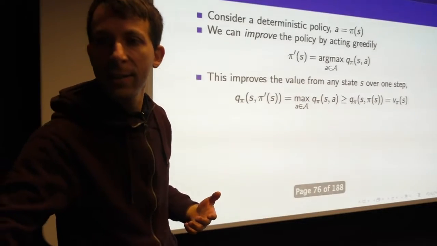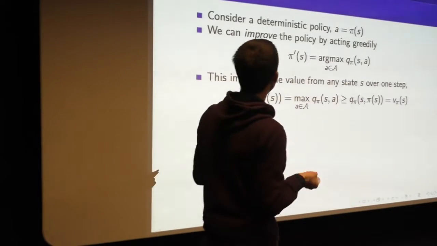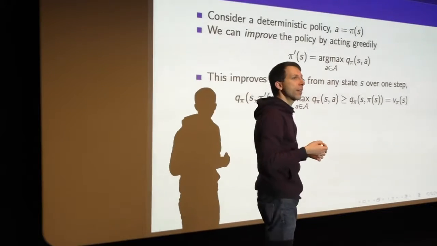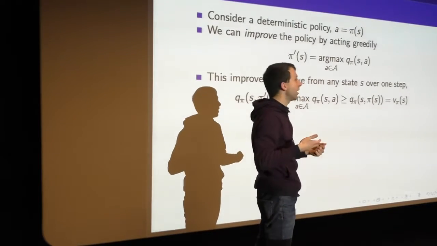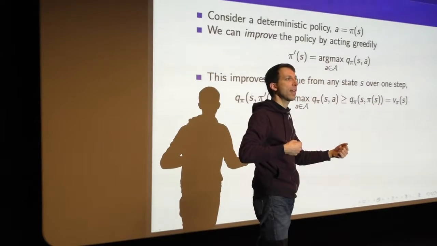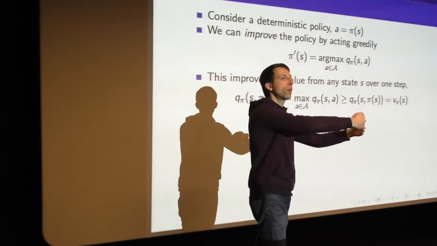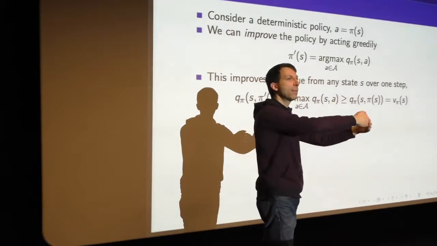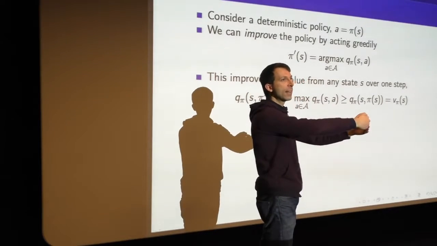So the first thing to understand then is to show that if we act greedily, the greedy policy at least improves the value that we're going to get over one step, over this immediate one step. Let's not worry yet about what happens after that. Let's just consider one step and see whether we get more value over one step.